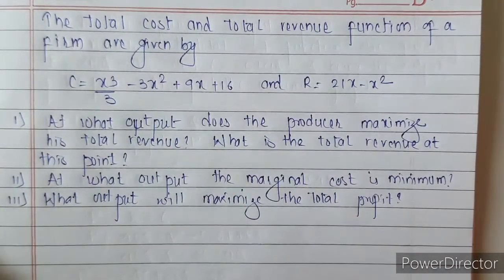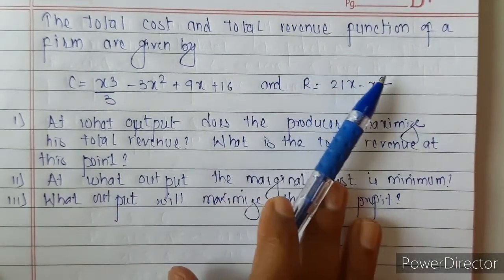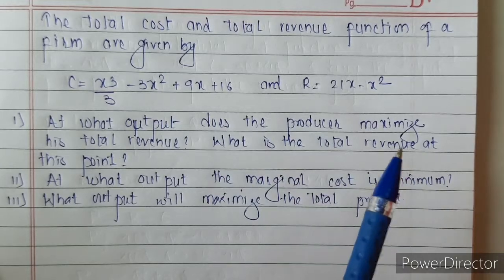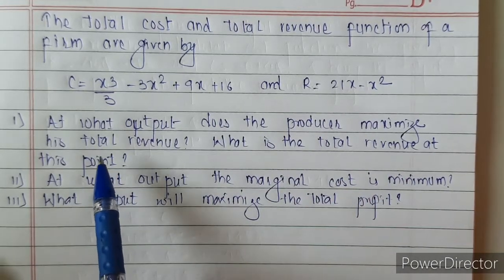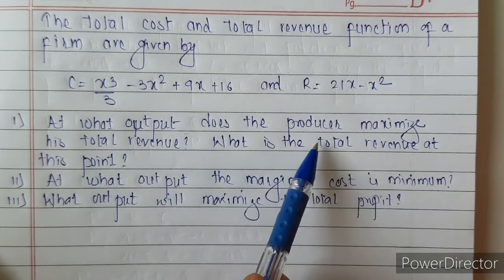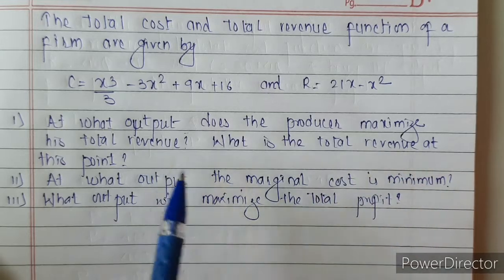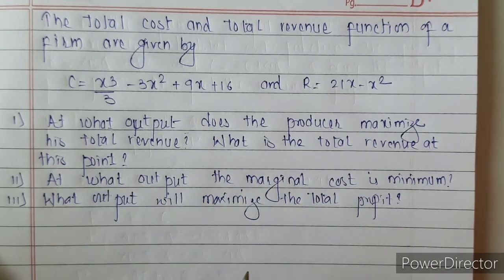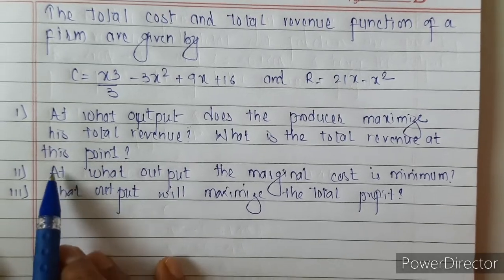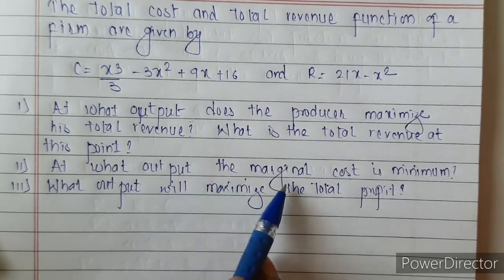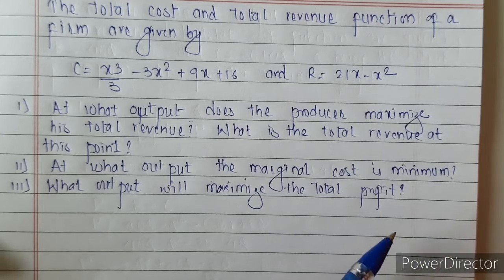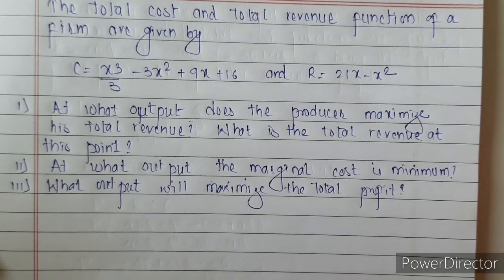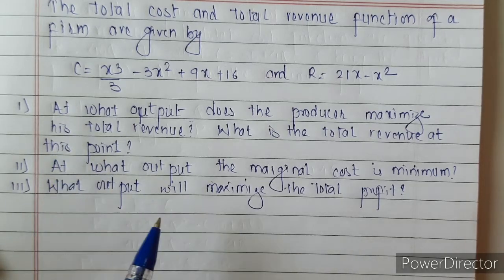Next question. The total cost and total revenue functions of a firm are given by C and R. We need to find, first, at what output the producer maximizes his revenue and what is the total revenue at that particular point. Second, at what output the marginal cost is minimum, and third, what output will maximize the total profit. Let's start with the first one.